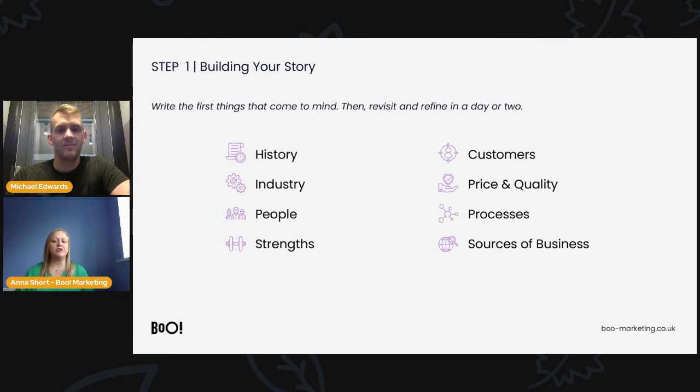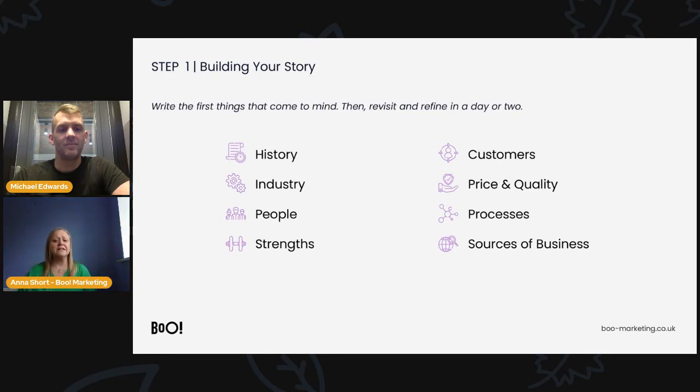Homing in on those strengths, and then looking at your customers. What type of customers have you got at the moment? What type of customers do you want in the future? Is there a gap there? What's your favorite customer look like? Who have you done the best work with? What's your favorite type of work?